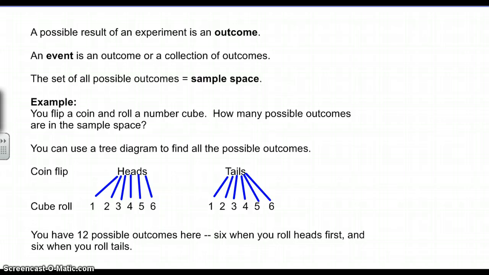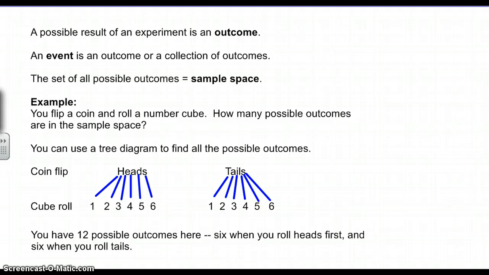So we're going to look at this example where you flip a coin and roll a number cube, or a dice. That's what they're talking about. You're going to flip a coin, and then you're going to roll a number cube. So you want to know what are the possible combinations that you can get when you do this. Or in other words, what are the outcomes in your sample space.